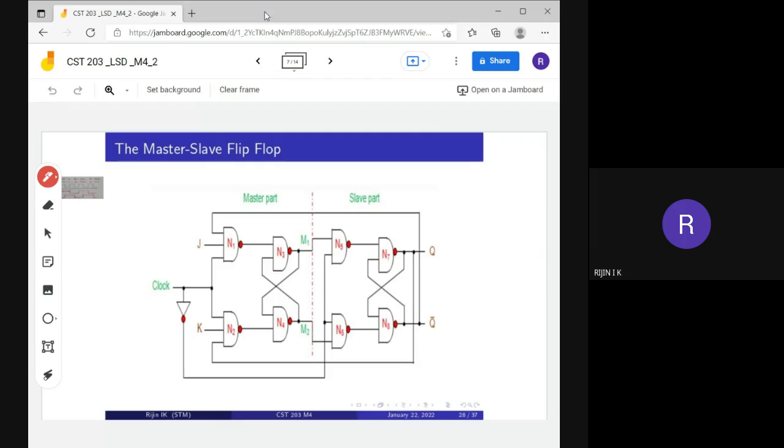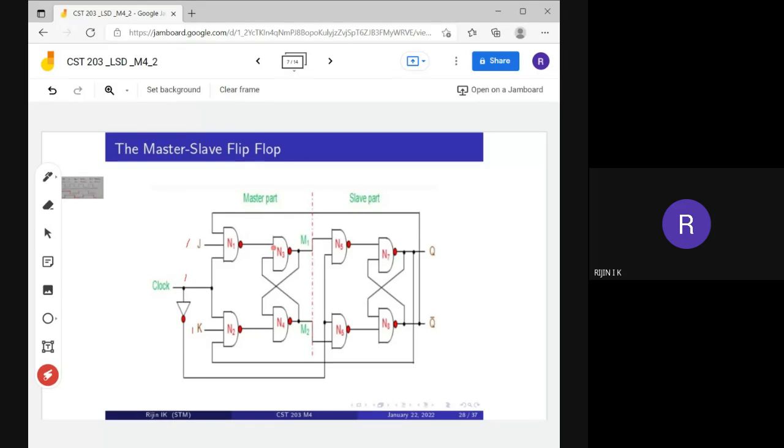Then here we are just assuming that J is equal to 1 and K is equal to 1, and assume the clock is also 1. Then tell me how the master slave flip-flop will operate. How will this master slave flip-flop operate? Here J is equal to 1, K is equal to 1, and here the clock is 1.